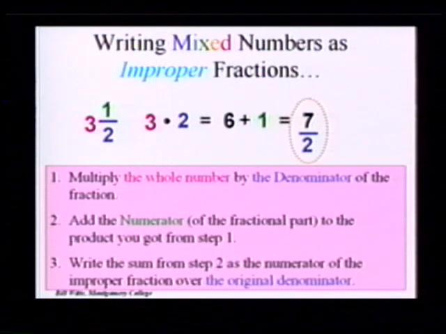Uh-oh, we have an improper fraction here. And that's what 3½ is. It's the same as 7/2.